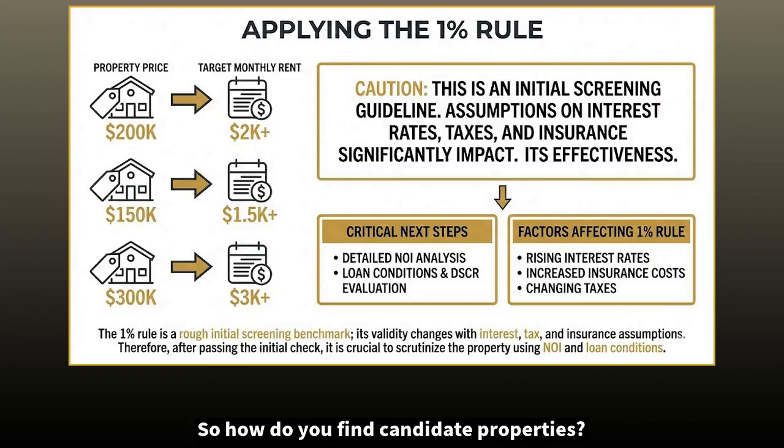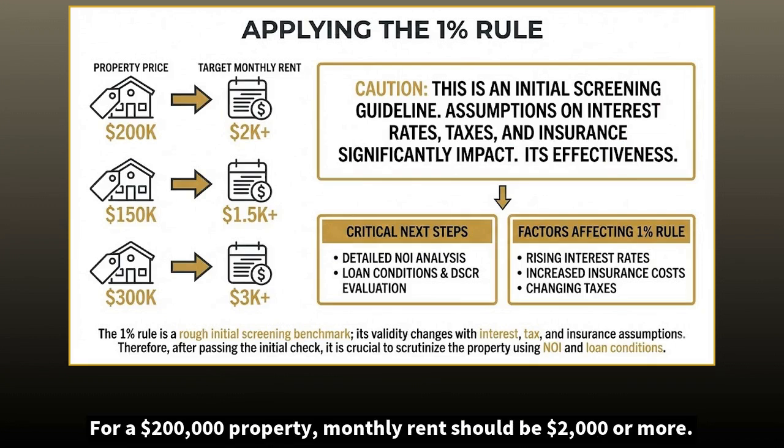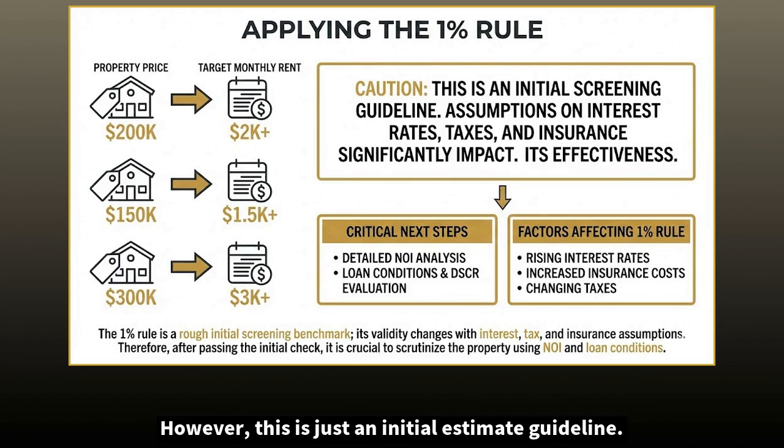So how do you find candidate properties? Use the 1% rule for initial screening. 1% of the property price is the baseline for monthly rent. For a $200,000 property, monthly rent should be $2,000 or more. $150,000 needs $1,500 or more. $300,000 needs $3,000 or more. However, this is just an initial estimate guideline.